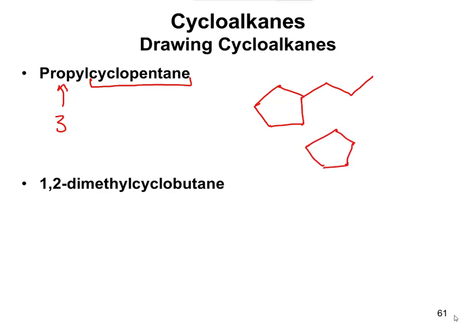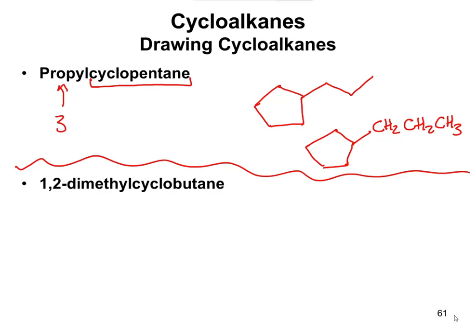I like that one better. CH2, CH2, CH3. Those two are exactly the same, right? So both of those are propylcyclopentane.